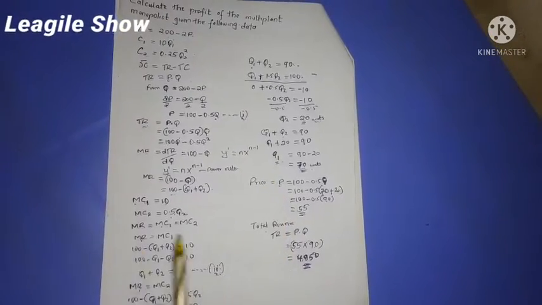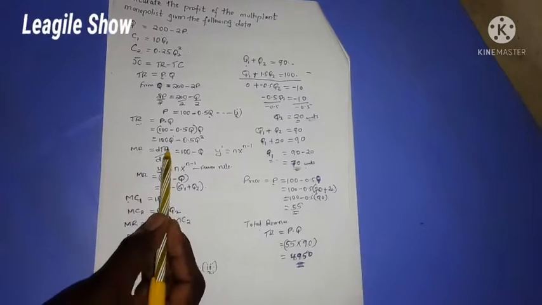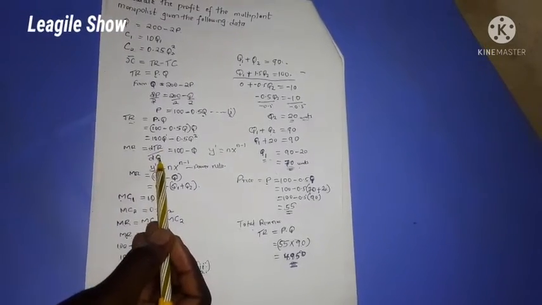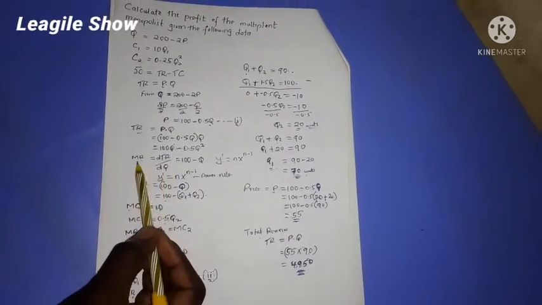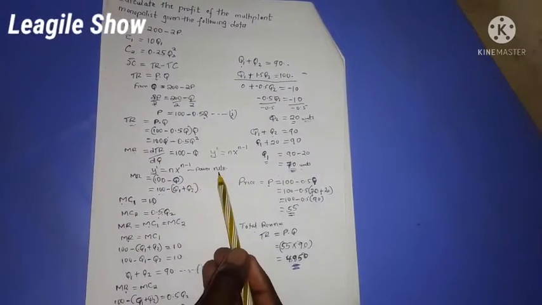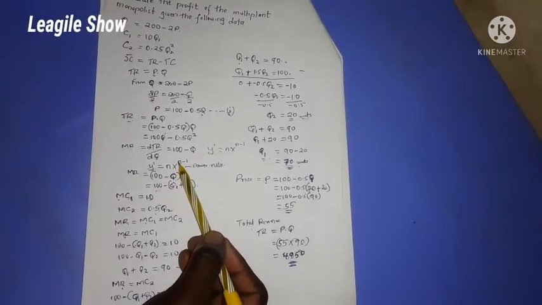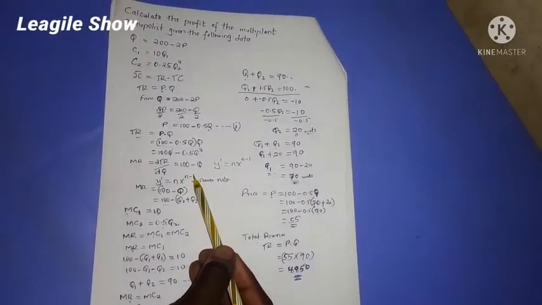How do we calculate marginal revenue? Marginal revenue is just the change in total revenue over the change in quantity. And how will we get it? We get it by using the power rule of differentiation, for example, n x raised to power n minus 1.